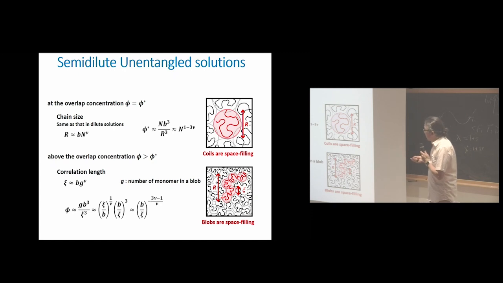Then we can continue to increase the polymer concentration. At concentrations above the overlap concentration, you start to have the correlation length.